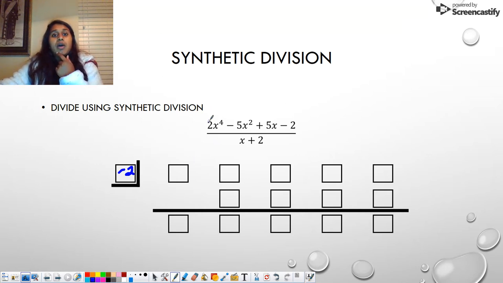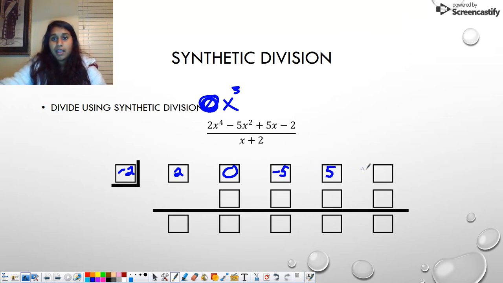Then I'm going to take all of my coefficients. But before we can do those coefficients, I have to ask myself, do I have any placeholders? Just like we did in one of those long division examples. So I have x to the fourth, x squared. Ooh, I already missed one. There's 0x to the cubed. So I have to have x cubed as a placeholder. If I put zero out front, then that's going to zero out that x. That means I have a placeholder. So 4, 3, 2, 1, 0, we're good to go. I take these coefficients. I write 2. The next coefficient would be 0 because it's a placeholder. Then negative 5, then positive 5, then negative 2.